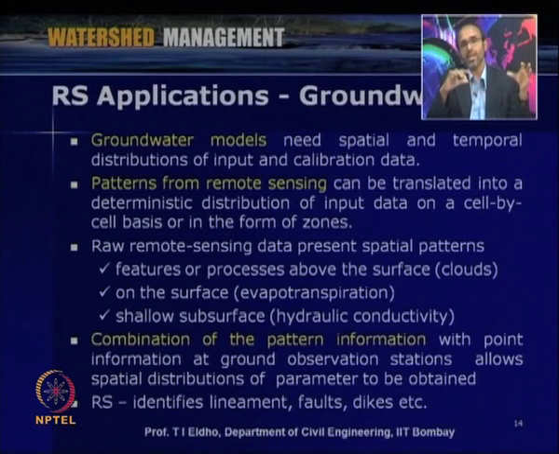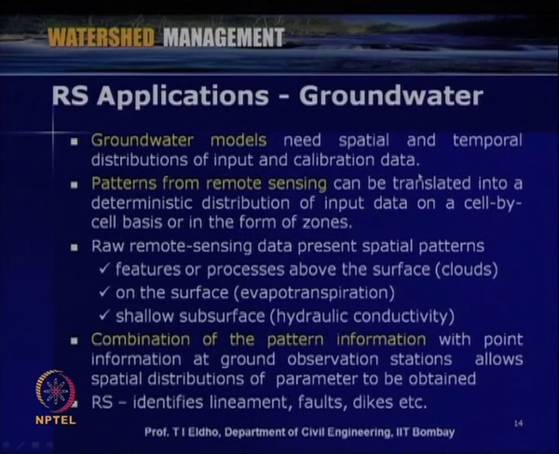So, with the limited field data, we have to go for computer modeling and then we get the various aspects of groundwater variation, groundwater flow and transport, by running the models. So these models generally require huge data. That data can be given by remote sensing. So a groundwater model needs spatial and temporal distributions of input and calibration data. That we can obtain from remote sensing.